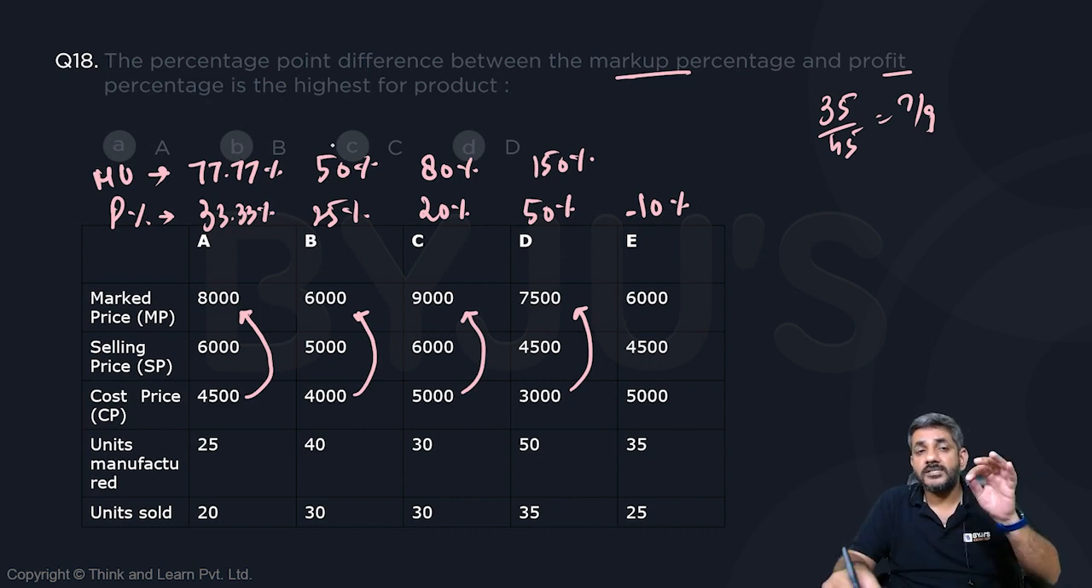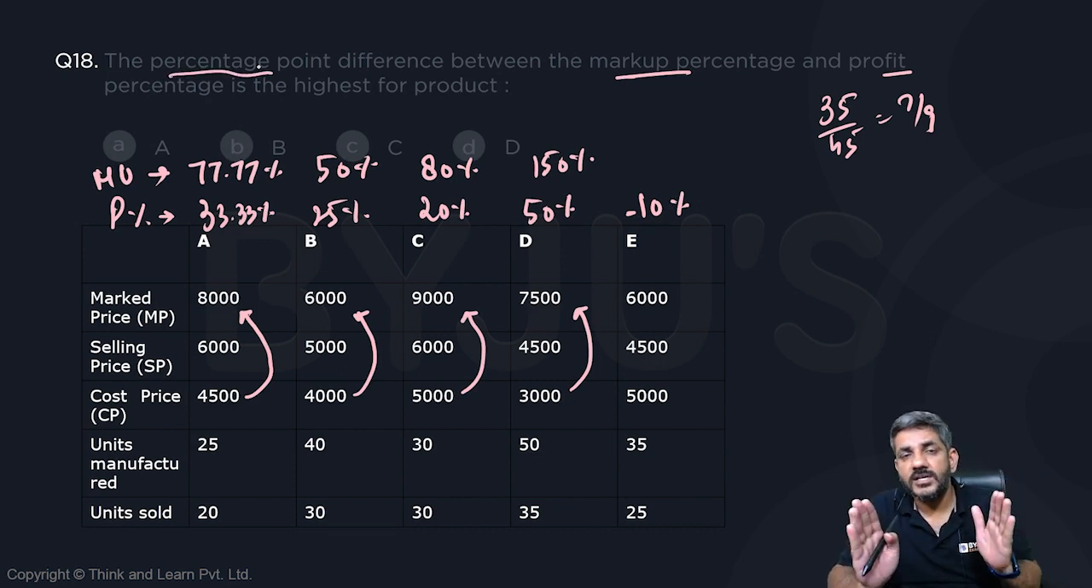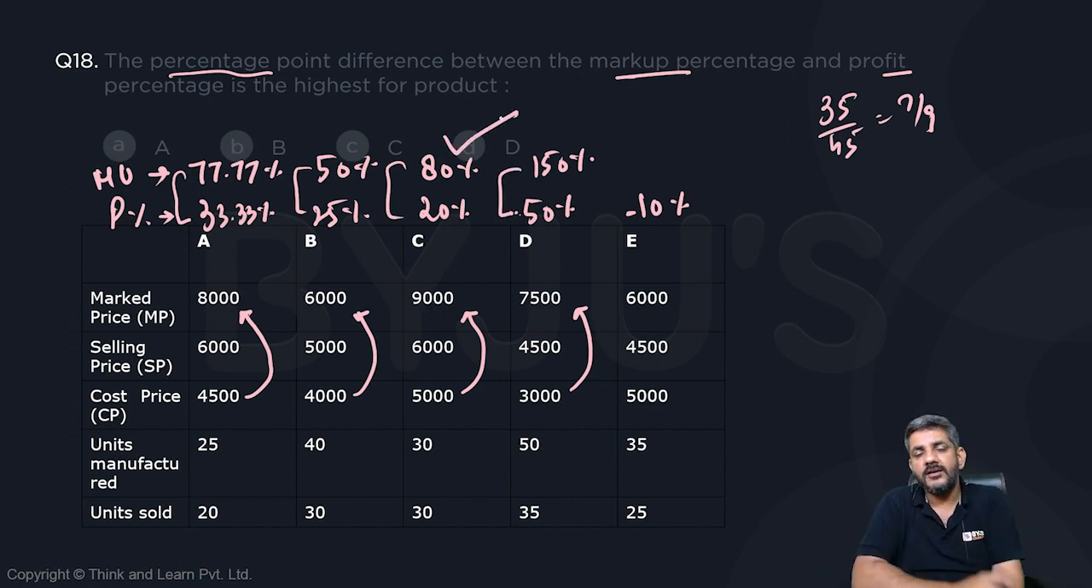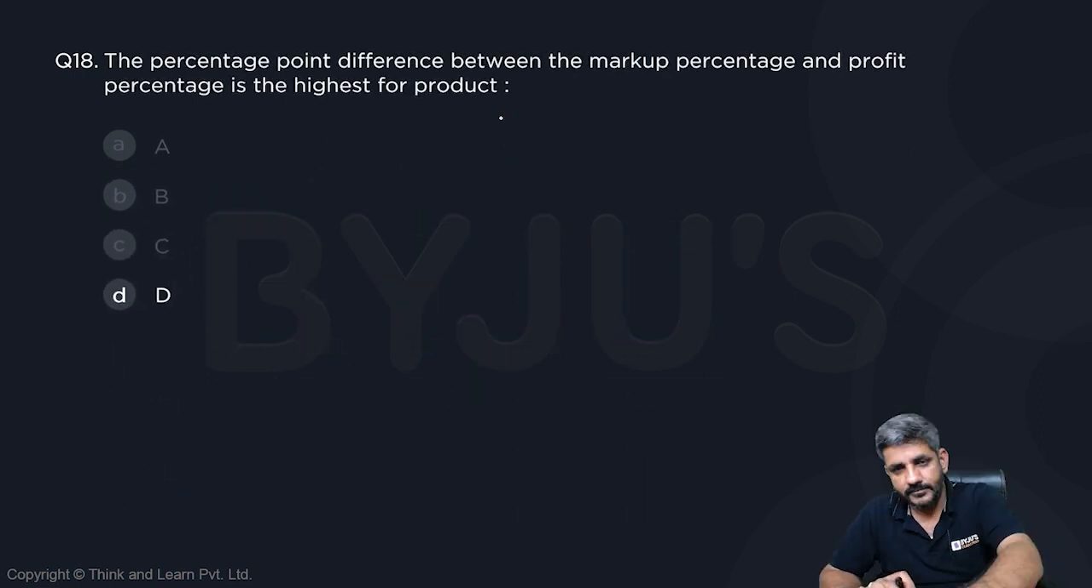So if I look at the percentage point difference, it is the direct difference between the percentages. Here it is 44.44, 25, 60, 100. So it is the largest in case of product D. So D is the right answer for us for this particular question number 18.